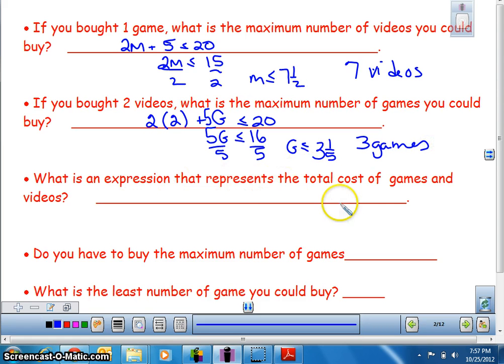What expression gives us the total number of games and videos? That would be our $2 for a video plus $5 for a game is less or equal to 20. Do we have to buy a maximum number of games? No. And what's the least number of games you could buy? Well, what if we didn't want any games? We could possibly have 0.